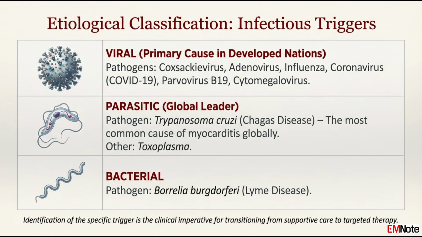Let's talk about the drivers. Let's start with the infectious triggers in developed nations. So viral is the most common cause. Things like Coxsackie virus, adenovirus, influenza, coronavirus, and parvovirus B19. And what about bacterial? The one to really know is Borrelia burgdorferi, so Lyme disease.